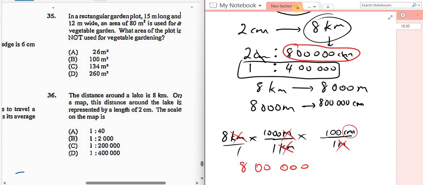Now that they're in the same unit, we're able to do what? Cancel off the centimeters and simplify. 2 into 2 goes once, and 2 into 800,000 is 400,000. Hence the answer is D.